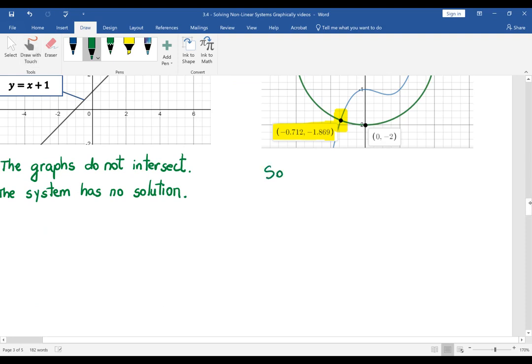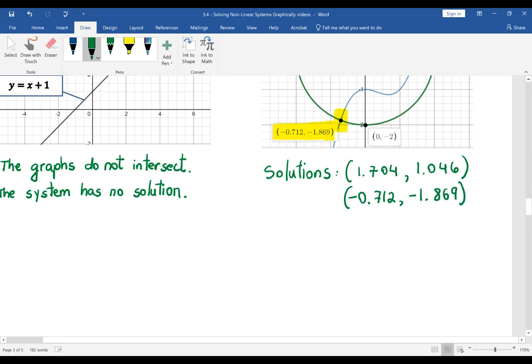Solutions. Okay, so the 2 points are going to be (1.704, 1.046). And the second point is going to be (-0.712, -1.869). These are the solutions of this system of equations.